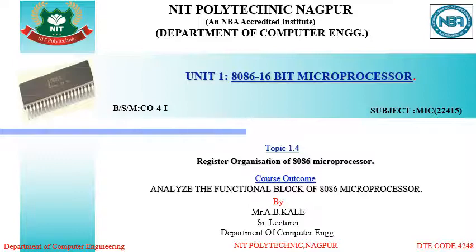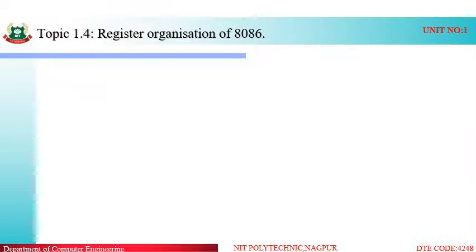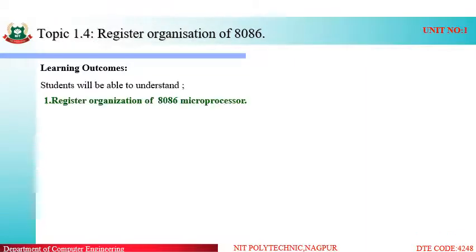So today's topic is register organization of 8086 microprocessor. In this topic we have to study the different registers which we will be using in our assembly language programming. The basic introduction of each register is given in the register organization. So the learning outcome includes to study the register organization of 8086 microprocessor.